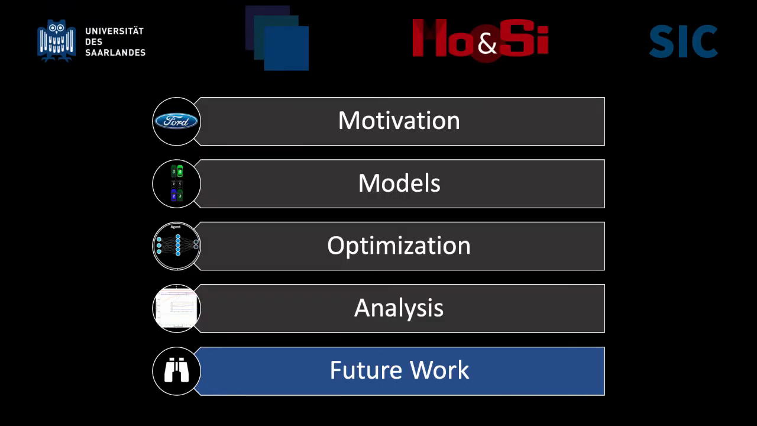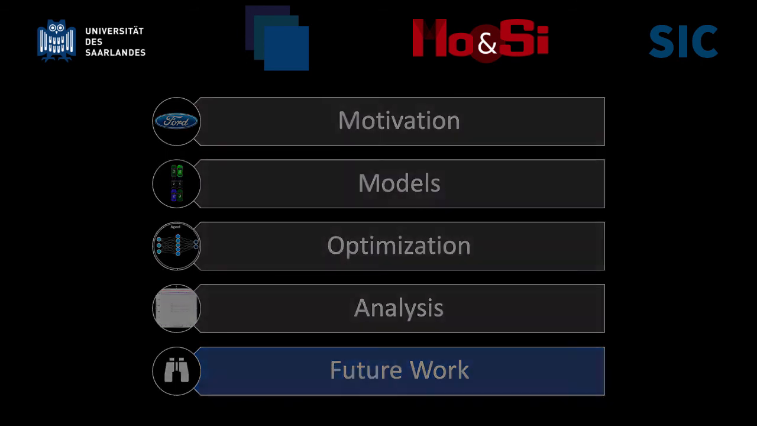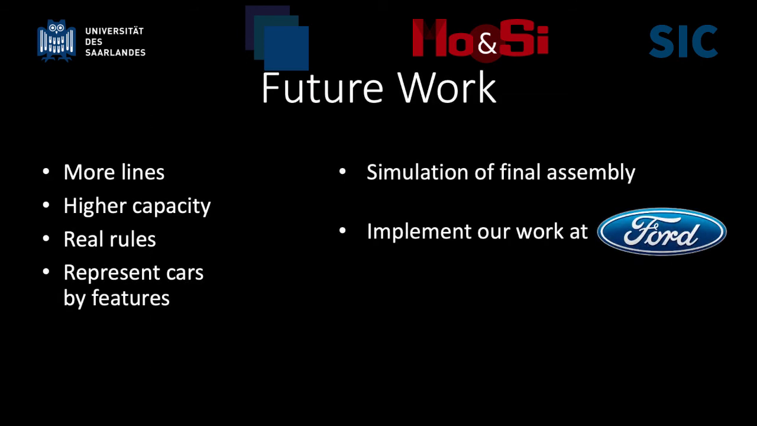For the future, and as of today we partially already did this, we are planning to extend our experiments to include more buffer lines, a higher capacity of the lines, and the real rules that are used in the plant, which includes representing the cars by their features instead of their IDs. Additionally, we want to replace the rules of thumb with a digital twin, a simulation of the final assembly, to optimize the real delays instead of artificial penalties. And finally, of course, we want to bring our implementation back to the plant of the Ford Motor Company to optimize the line buffer in reality.